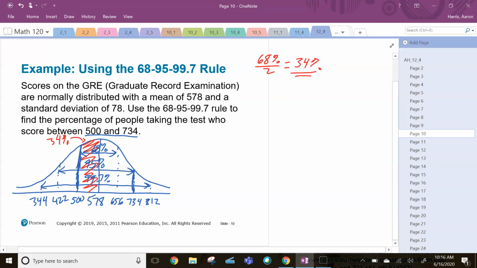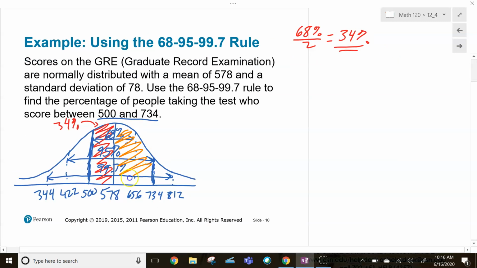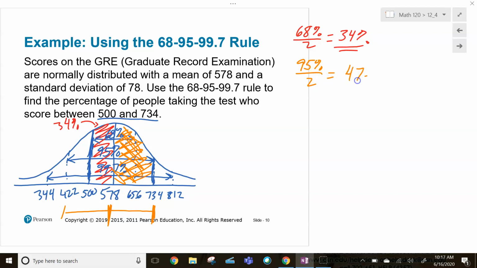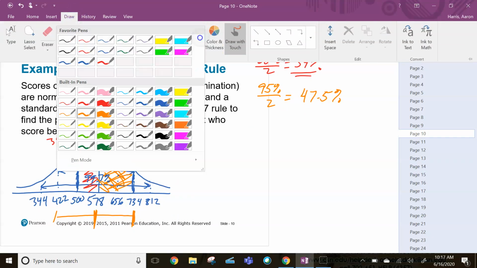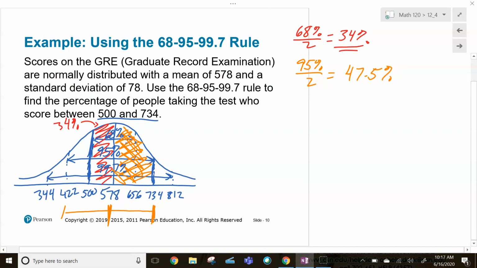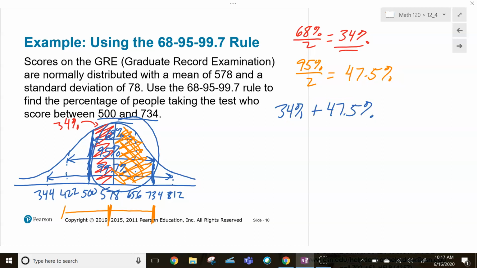Now let's do this part. So from 578 to 734. So there's two standard deviations. I know that the entire two standard deviations below to two standard deviations above is 95%, but I only want the half of that, right? I only want the one in orange right there. I only want from 578 to 734. So half of 95%, what's that, 47.5%. So overall, the whole thing would be the 34% plus the 47.5%, and I'm left with 81.5%. So 81.5% score between 500 and 734 using my 68, 95, 99.7 rule.